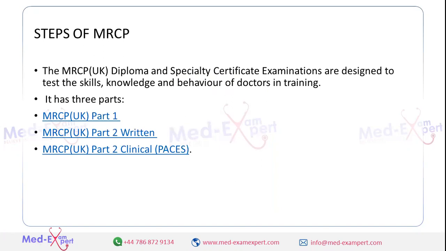The basic part to remember is that it's a diploma degree, and it has three parts. It has two theoretical written parts, part 1 and part 2, and the practical examination, which is called PACES. It's also called part 2 clinical. These are the three steps. If you clear all three steps, you get the membership of the Royal College of Physicians.